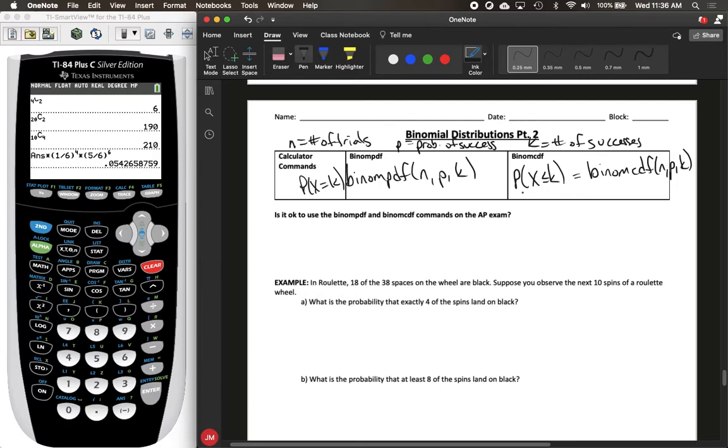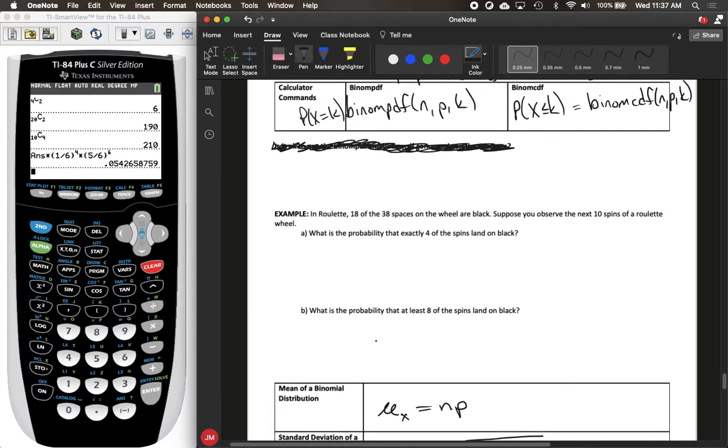Perfect. Now, this next part you can cross off. Obviously, we are not AP Stats. We are just regular stats. They do get to use the different calculator commands on their exam, but that doesn't apply to us. So let's take a look at an example of how to use these.